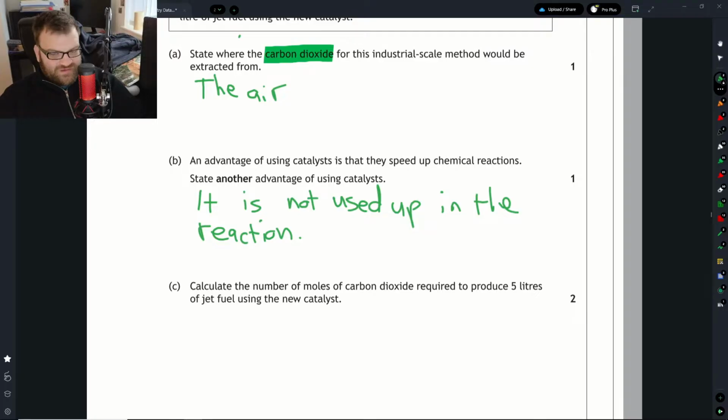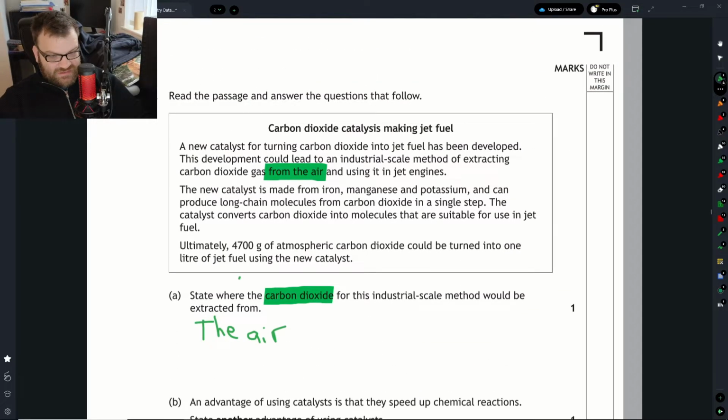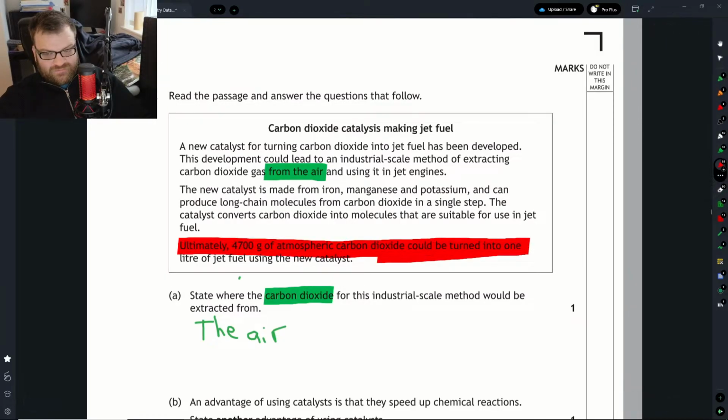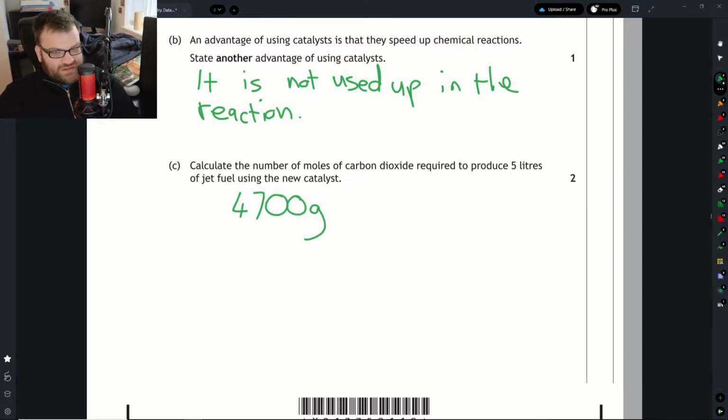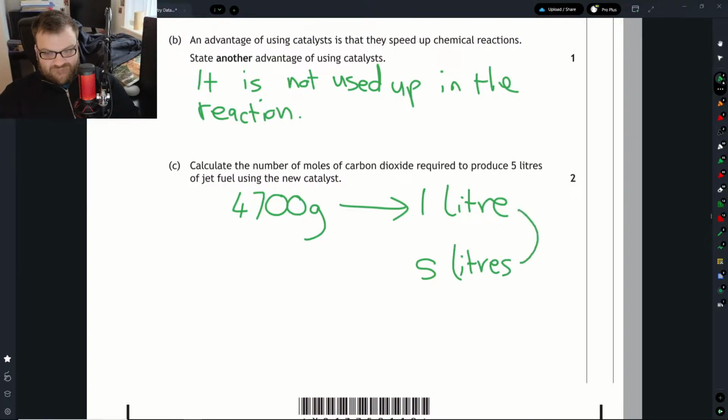Calculate the number of moles of carbon dioxide required to produce 5 litres of jet fuel using the new catalyst. So we are dealing with this bottom sentence here. 4,700 grams would make 1 litre. There are a few ways of doing this. The way I like to do it: if 4,700 grams would give you 1 litre, then to get 5 litres, that's 5 times bigger.